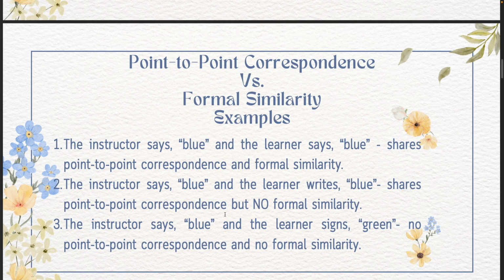The instructor says blue and the learner signs green. Now we have two different words, blue and green. So they do not share point-to-point correspondence, and the instructor says blue, but this learner signs green. So saying it and signing are two different things. And when they're different, we say that they do not share formal similarity. Okay, and like I said, these are going to come up when we are going through our verbal operants a little bit more. So this is why these are important.